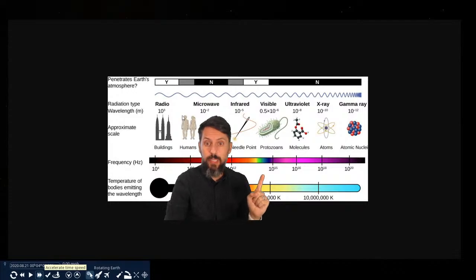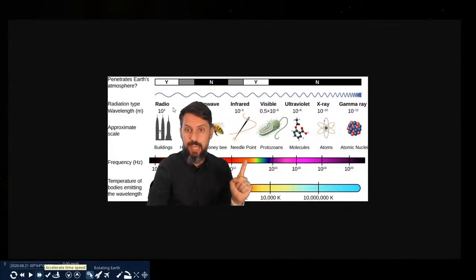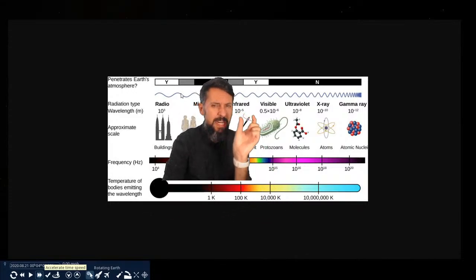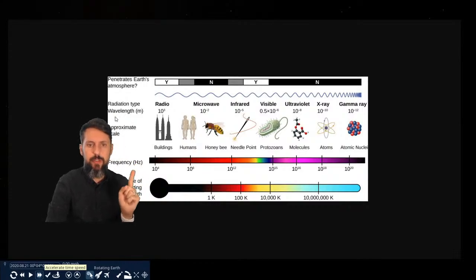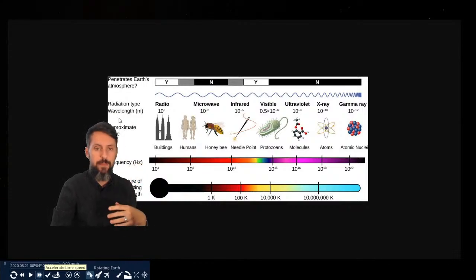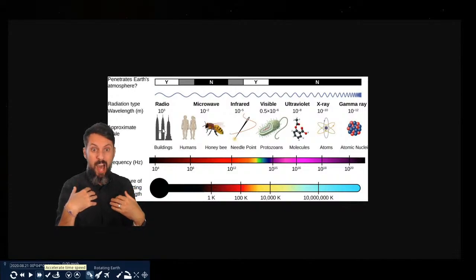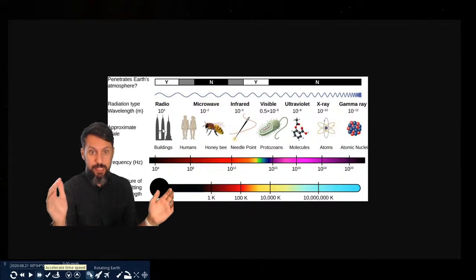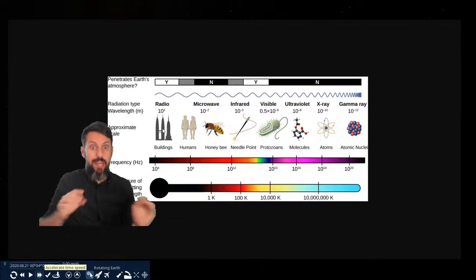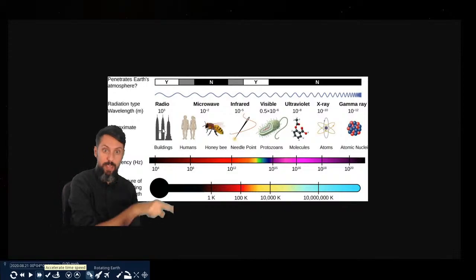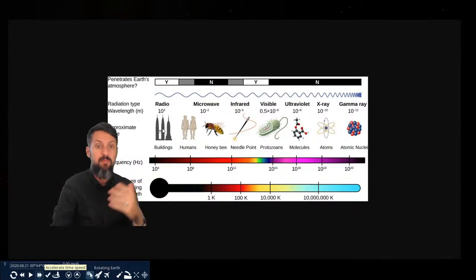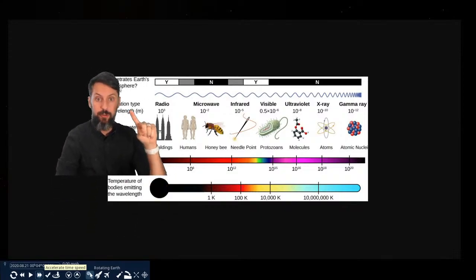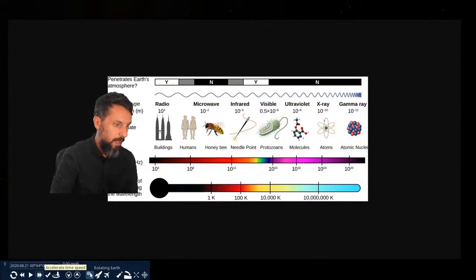Visible, which is the range we can see and is represented here by this little tiny rainbow, is a very tiny chunk of this. And they give it in frequency in terms of hertz, where a hertz is a wave every second. So if you have a higher frequency, that's more waves every second, and a lower frequency is fewer waves every second, because frequency and wavelength are inverted from each other.